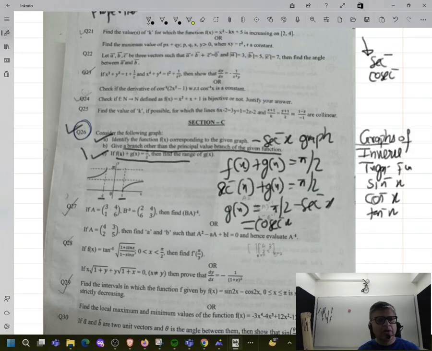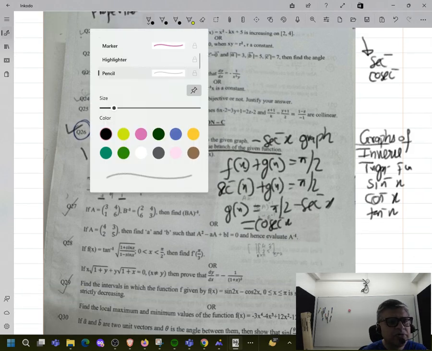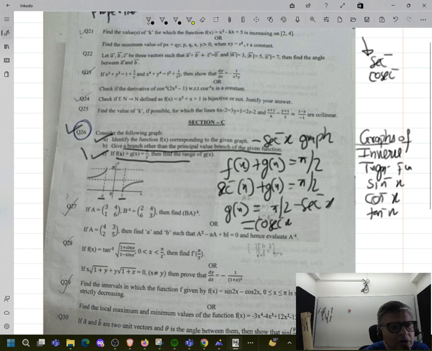Discussion on the topic of principal value and general value. If you see this graph of secant inverse x, what you notice is this. You should know how to read this graph. The value of x is always greater than 1 on this side. So if you see, the y-axis is all angles.